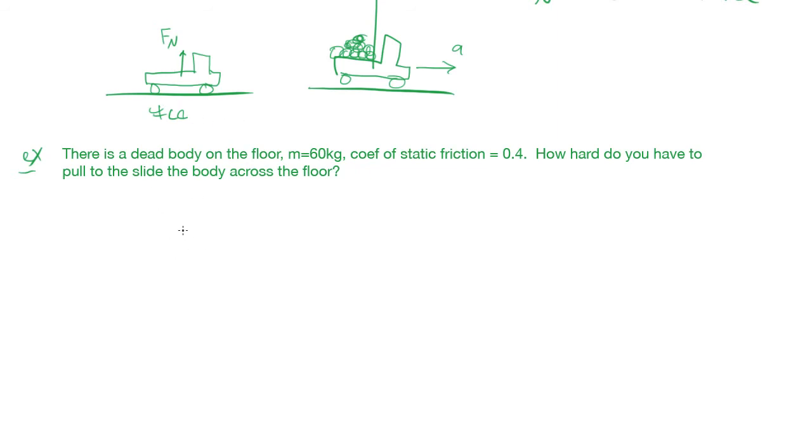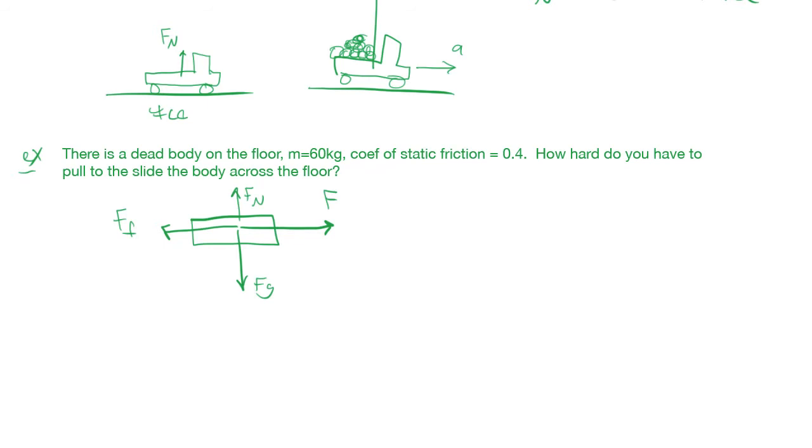So you have a body which looks like a rectangle, and you're pulling the body across the floor. So you're applying some external force. There's a force that's opposing that motion. That's the force due to friction. There's some gravity involved, and there's a normal force. The vectors are not to scale.